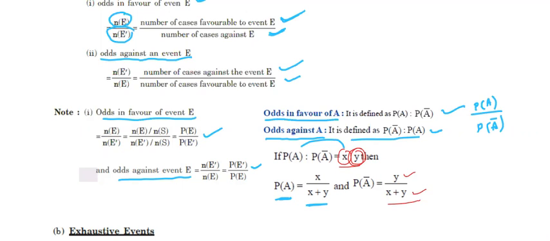Okay, so remember it. Odds in favor of event E is equal to P of E by P of E complement. Odds against event E is equal to P of E complement divided by P of E. By using this concept, in September 2020, one question was given in mains. Remember it.